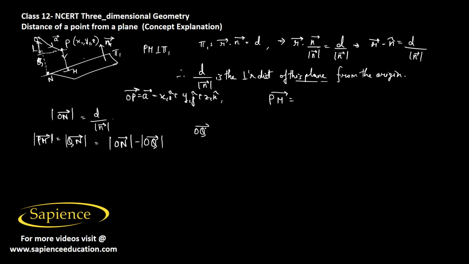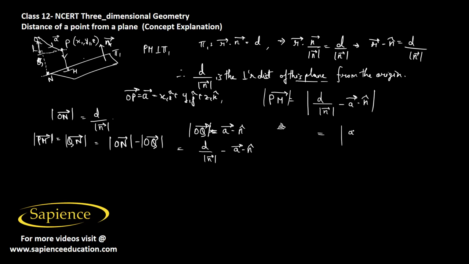The length OQ vector is actually the vector component of a vector in the direction of the normal, so we have to take a vector dot n cap. Magnitude of OQ vector equals a vector dot n cap. Therefore ON vector equals d by magnitude of n vector minus a vector dot n cap. So the magnitude of PM vector equals d by magnitude of n minus a vector dot n cap.